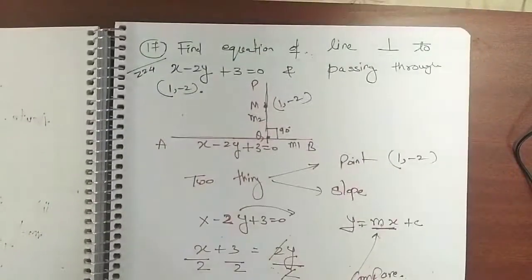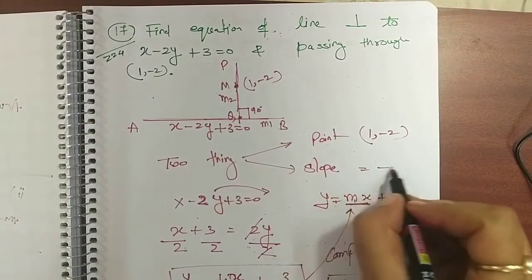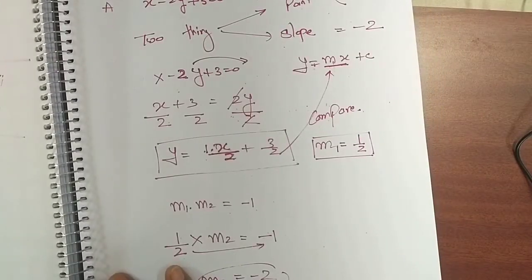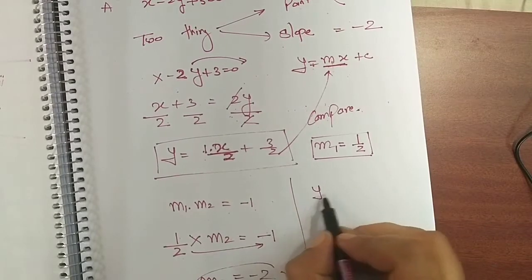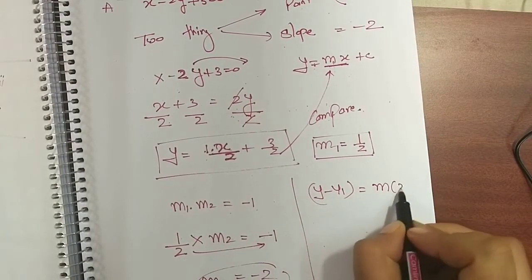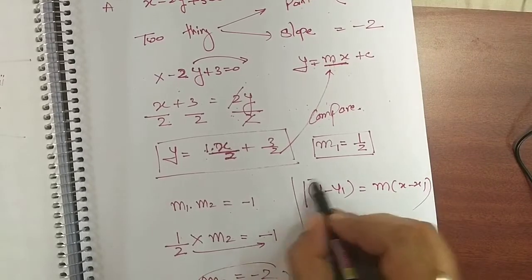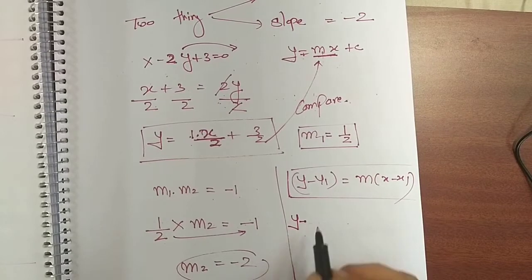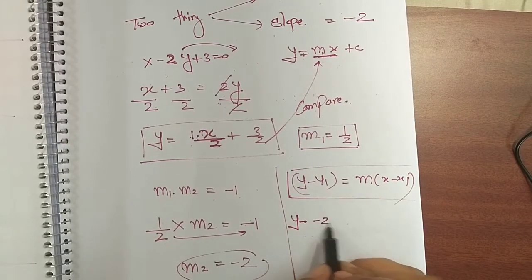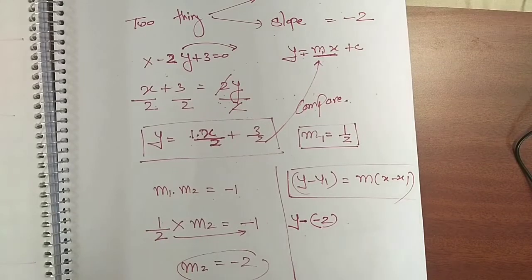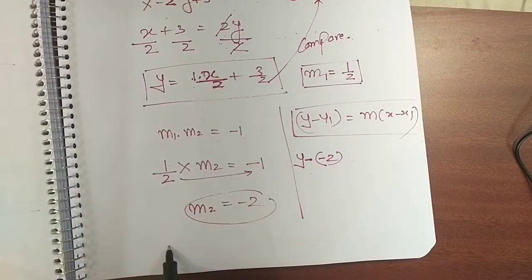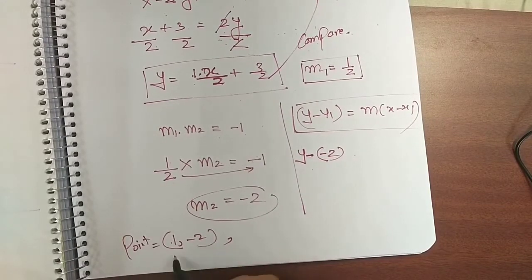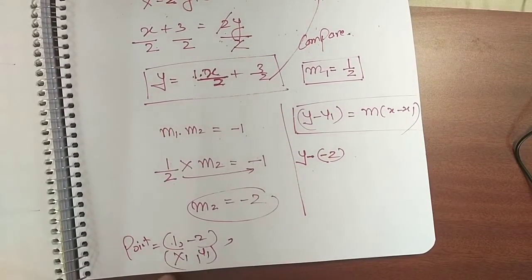So I got the slope of the required line, and I already have the point, and the slope is minus 2. So I can just fit it into the equation. What is the equation of a line, guys? y minus y1 is equal to m into x minus x1, if the point and slope information is provided. The given point is 1 comma minus 2. This is treated as x1 and y1.